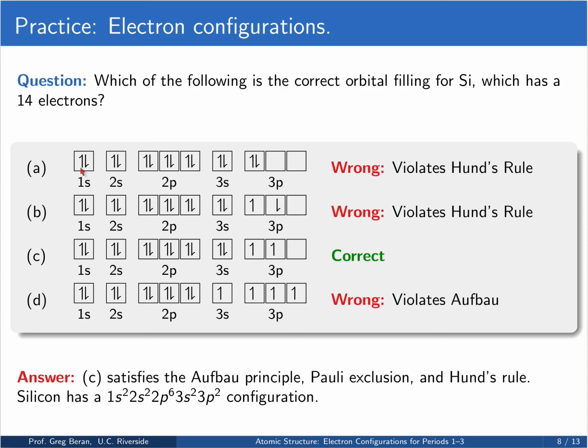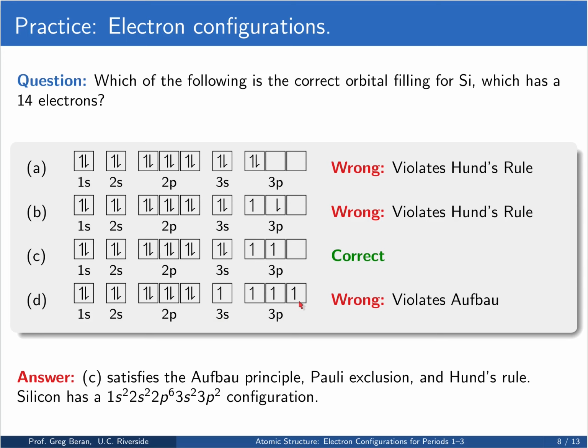Now answer A is wrong because it violates Hund's rules. We paired up 2 electrons in the 3p orbitals before spreading out into the other ones. Now in answer B, we do spread the electrons out, but it still violates Hund's rule because we gave them opposite spins. Remember, Hund's rule says the 2 electrons should have the same spin. And finally, answer D is wrong because it violates the Aufbau principle. We should have filled the 3s orbital, which is lower in energy than the 3p one, before we started putting any into the 3p.